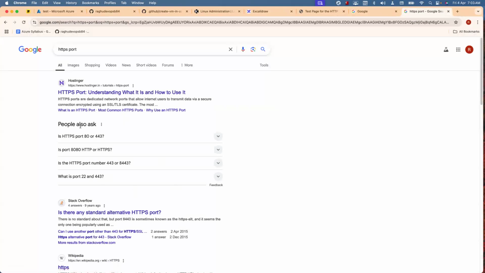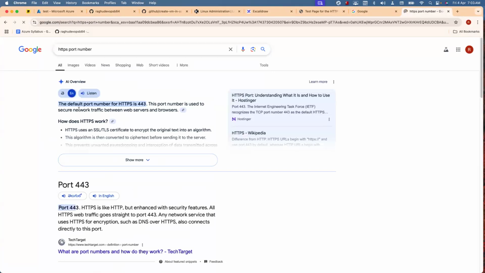The HTTPS port is 443. You didn't enable 443, so you can't reach it. So all these sites like Google, they have both open, I mean HTTP and HTTPS, is it? Correct. Okay, thank you.